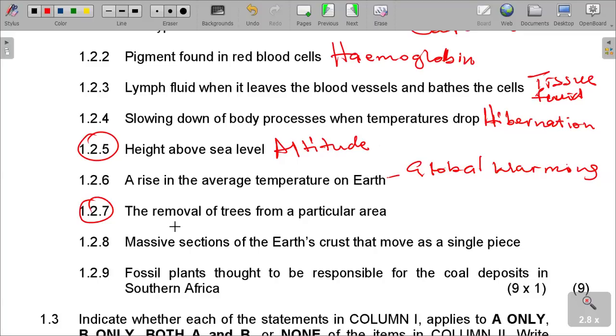Number 7, the removal of trees from a particular area. It is called what? The cutting down of trees from a particular area. We call that deforestation. It is called deforestation.